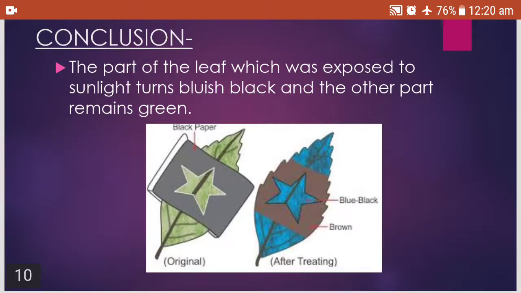You know children, whatever part is covered will not turn bluish black, whereas the exposed part will convert into the bluish black when iodine is poured on it, showing that the sunlight is necessary for photosynthesis. Whichever part has received the sunlight, that part will change into the bluish black, showing the presence of starch. And the part of the leaf covered with the black paper will not turn bluish black because sunlight did not reach there, photosynthesis did not take place, starch is not formed.